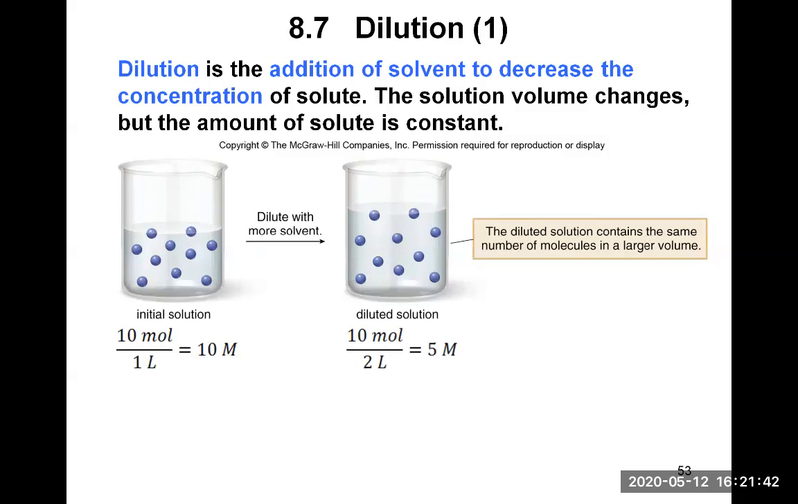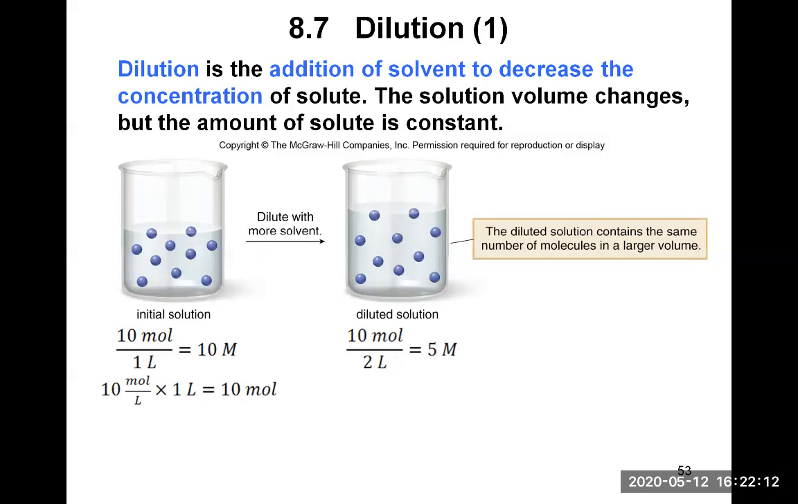In the initial solution, to calculate the number of moles of solute, you do molarity times volume. So the molarity is 10 moles per liter, because capital M represents moles per liter, times the volume, which is 1 liter. The liters cancel, and this is equal to 10 moles. So we have 10 moles of solute in beaker 1.